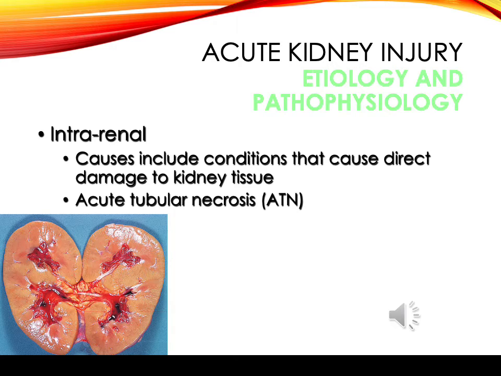So with an intrarenal acute kidney injury, something is going wrong within the kidney. In most cases, it's due to direct damage to the kidney tissue. And the most common type of intrarenal AKI is acute tubular necrosis, or ATN.